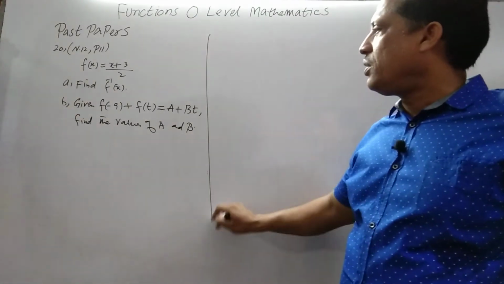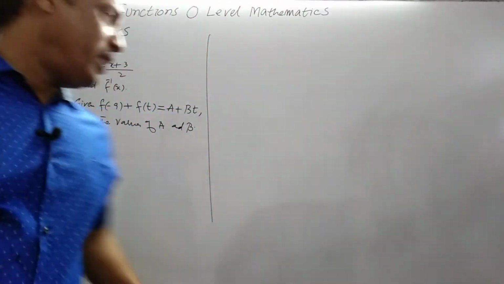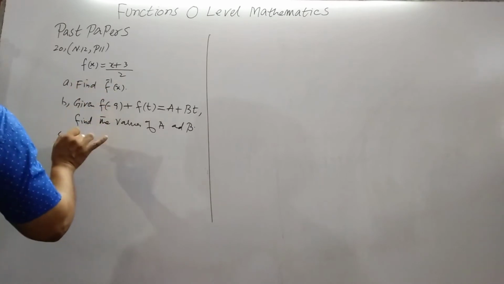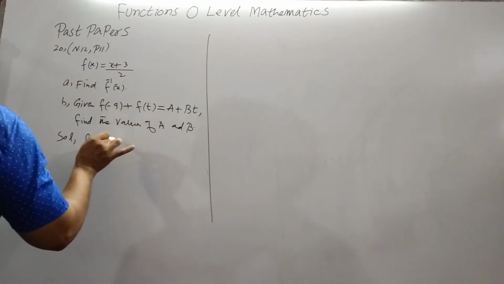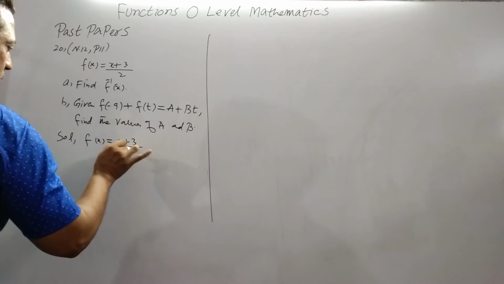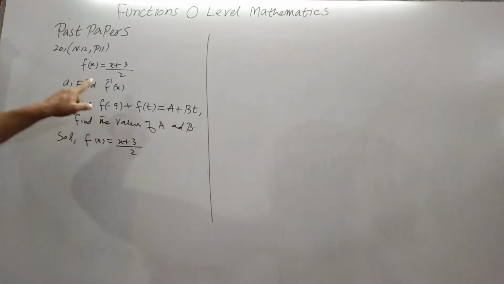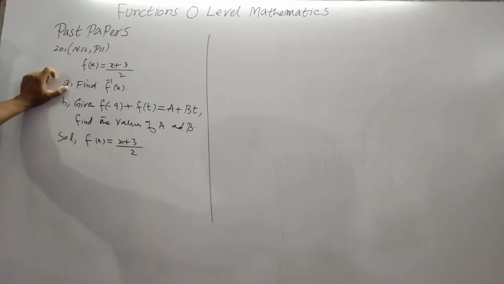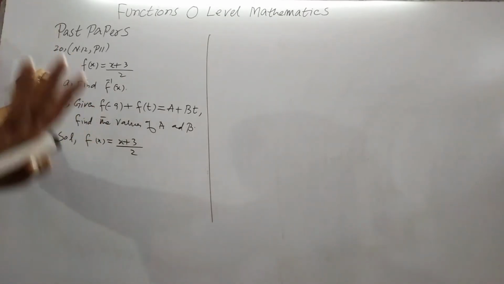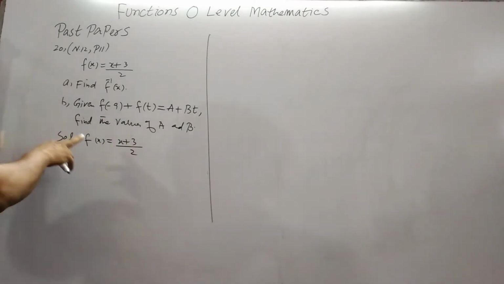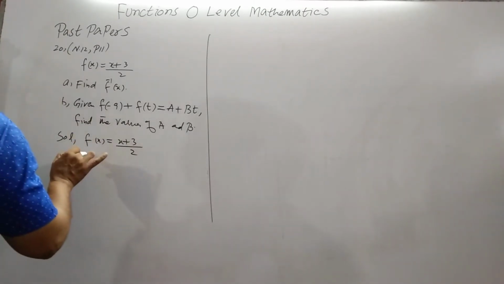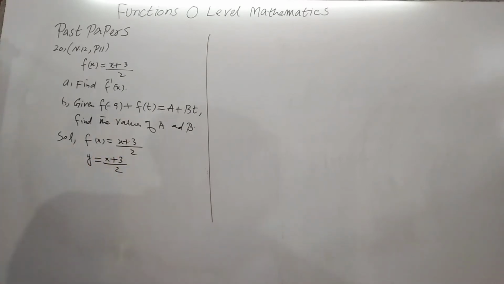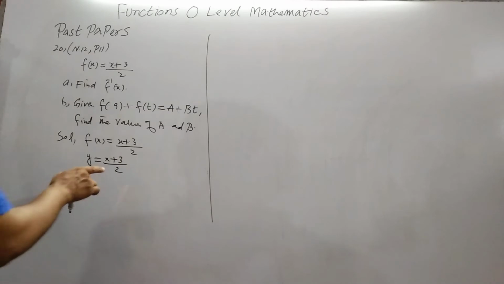The first part solution I can do over here. Solution: given that f(x) equals (x plus 3) upon 2. Students, how to find f inverse x? The requirement in part A is f inverse x. Right now you know there are 4 steps to find the f inverse of x. The first step is to replace f(x) by y. The second step is to make x the subject of the given formula.